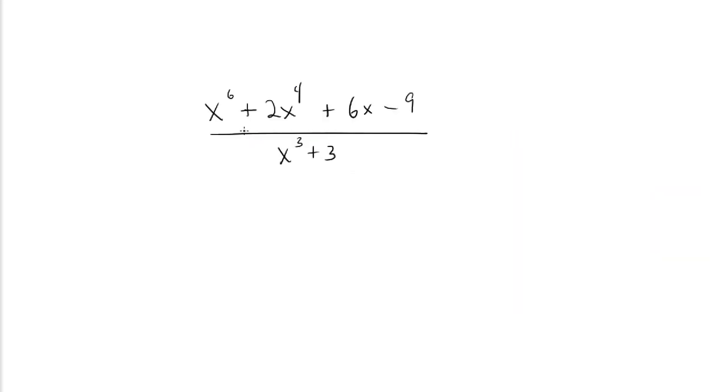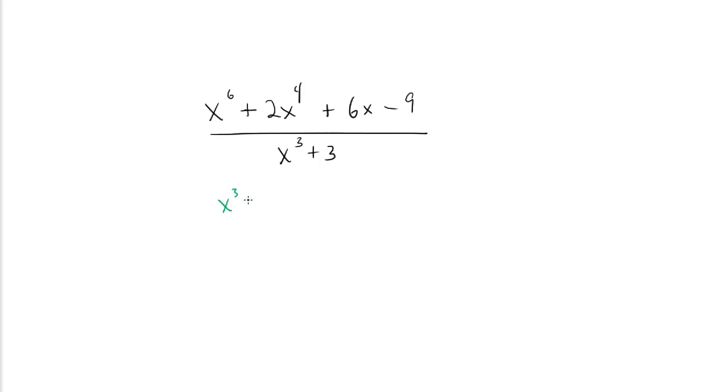Okay, let's practice another example just to make sure we're good at our execution. So, for example, what if I had x to the 6th plus 2x to the 4th plus 6x minus 9 divided by x cubed plus 3? The important thing to note in this case is that I have gaps in my exponents. I've gone down one by one by one in order in the previous examples, not here.